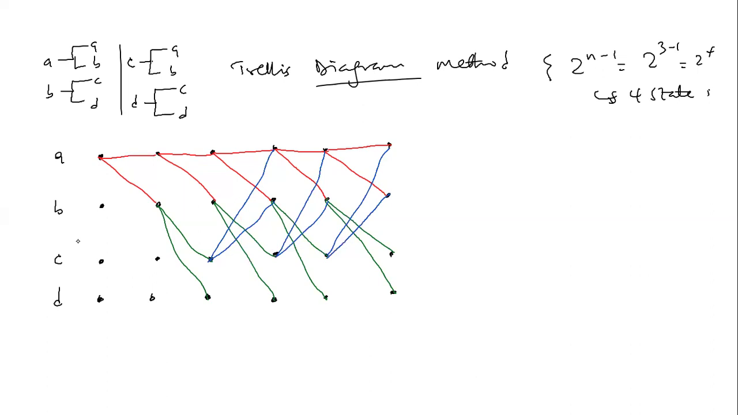Then the next one, I can move from D to C or D to D. We're on the same state here, so I have to move to the next state, D to C or D to D. Then I can move from D to C or D to D, and equally from D to C or D to D.